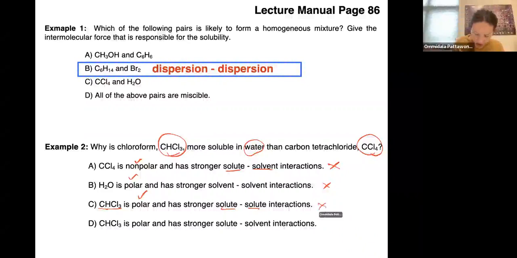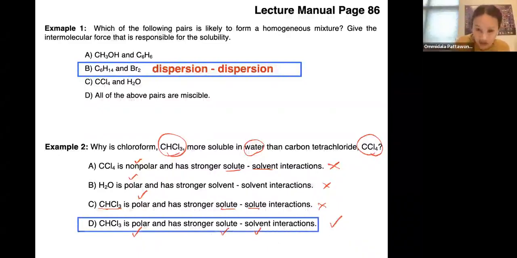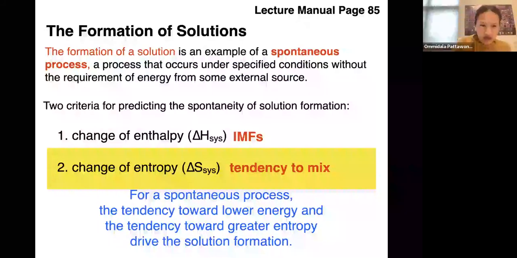The last one, okay, so chloroform is polar, that's correct, has strong solute and solvent interaction, that is correct, right? Because if solute and solvent interaction is strong, they are going to form solution. The next thing we are going to take a look at is the change of entropy and how it affects the formation of the solution.